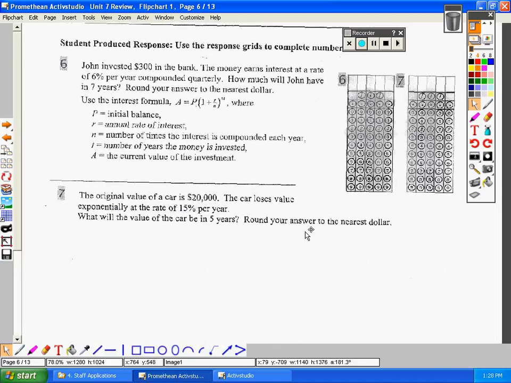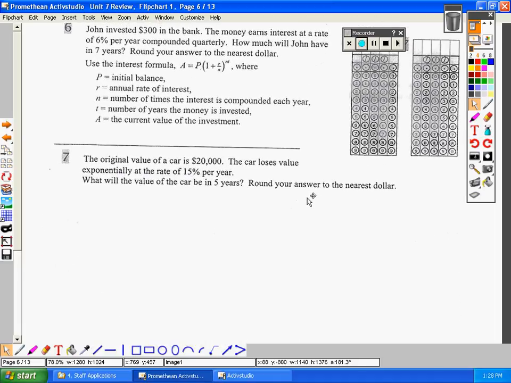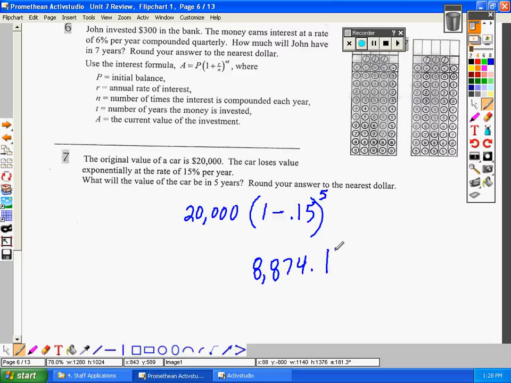Okay. We went over number 6 in class. Number 7 we'll do. The original value of a car is 20,000. The car loses value exponentially, so 1 minus 0.15. What will the car be worth in 5 years? So they're giving you x, so you could put a 5 in there and solve. So 1 minus 0.15 is 0.85 to the 5th power, and then you're going to multiply that by 20,000, and you get about $8,874.11.